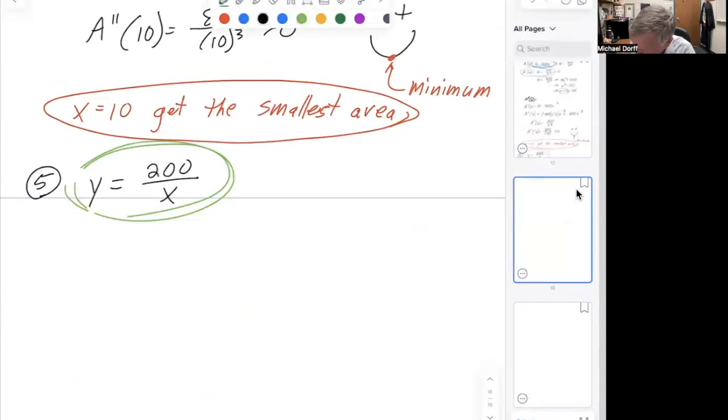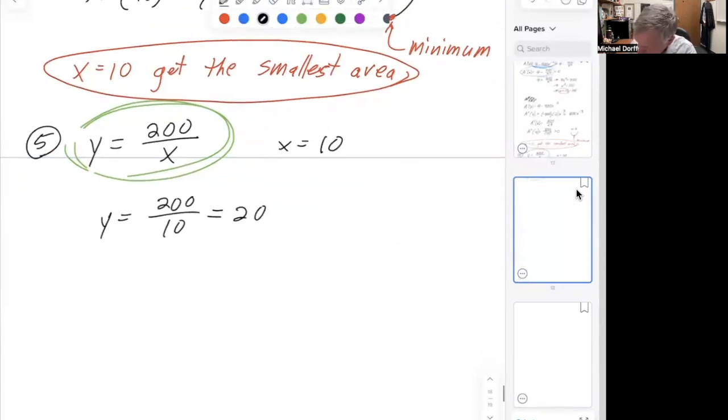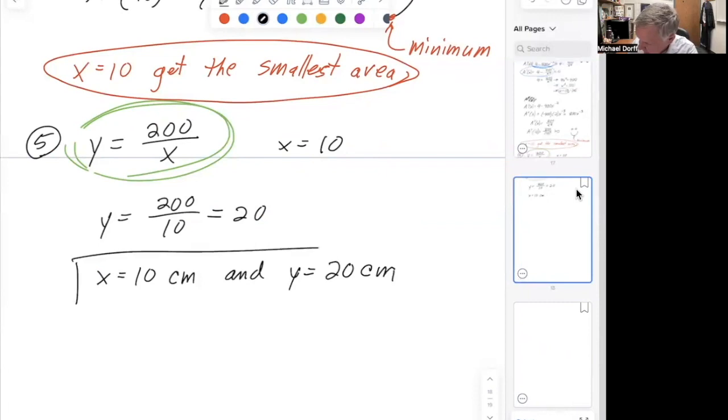And we know that x was 10. So y equals 200 over 10, which is 20. So my dimensions are going to be x is 10 centimeters and y equals 20 centimeters. And that gives me the poster with the smallest area.